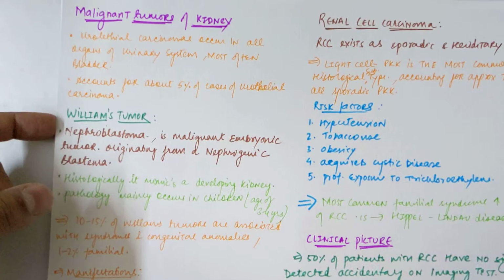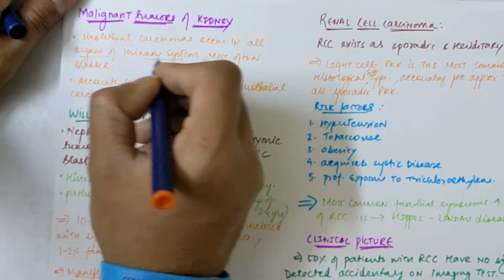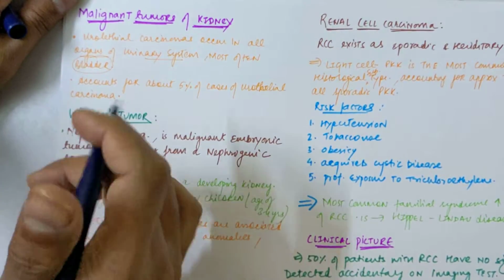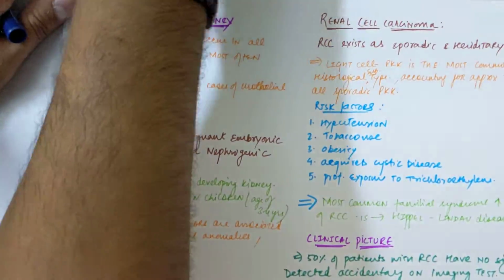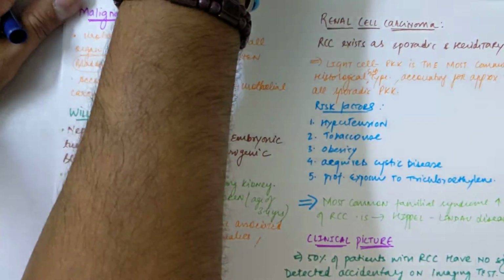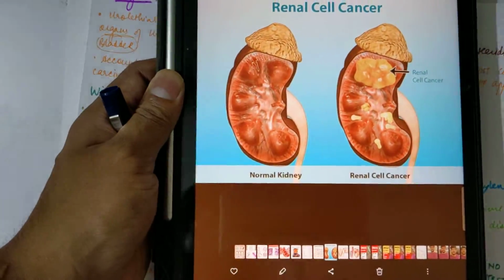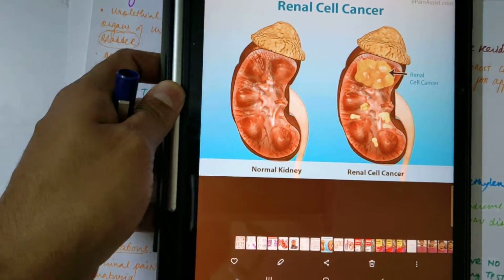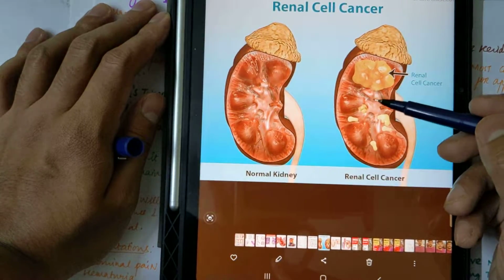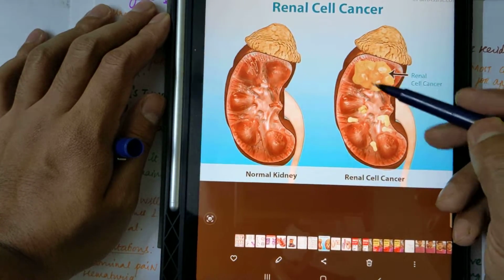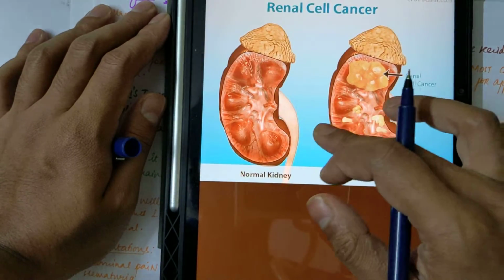So now malignant tumors of the kidney. We have urothelial carcinomas that occur in all organs of the urinary system, most often the bladder. So urothelial carcinomas actually occur most often in the bladder. Now what about cancers like renal cell carcinoma? You can see this image here, renal cell carcinoma. These are the cortex areas. In the cortex you can see this renal cell carcinoma. This is a normal kidney and the kidney with renal cell carcinoma.